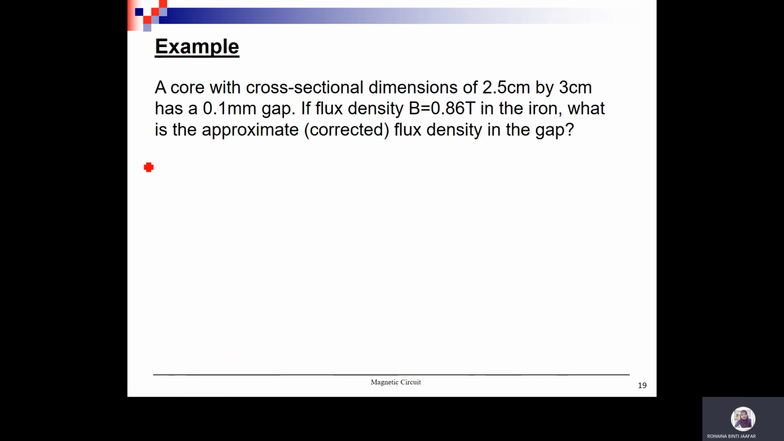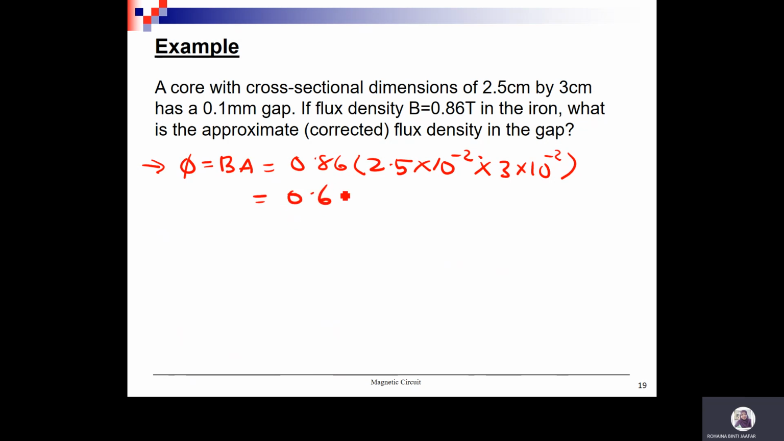Okay, the first step is you have to find the phi. So phi equals BA. So B, your flux density of iron, is 0.86, times your A. A without a gap is 2.5 centimeter, and then you have to convert into meter, so times 10 minus 2, and 3 times 10 minus 2. So this one you will get 0.645.